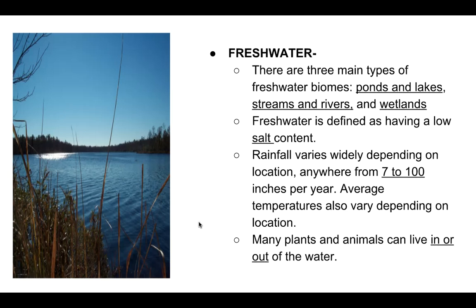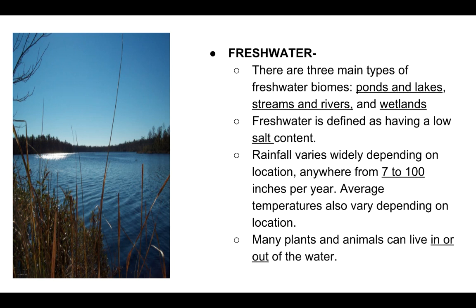Then we have our other kind of marine biome, which is freshwater. There are 3 main types of freshwater biomes: ponds and lakes, streams and rivers, and wetlands. So freshwater is defined as having a low salt content. So that's why we say there's a difference between those 2. That one has lots of salt and one has very little, if no, salt.